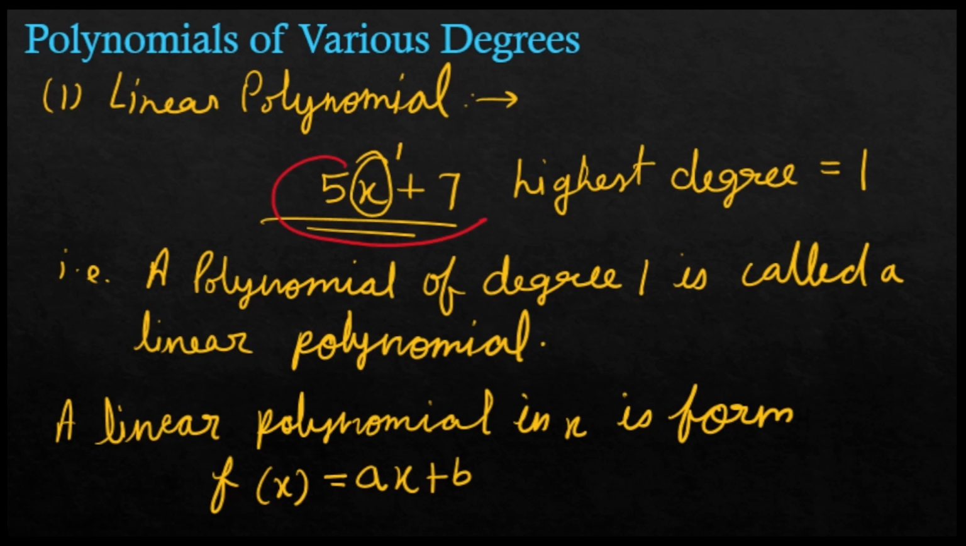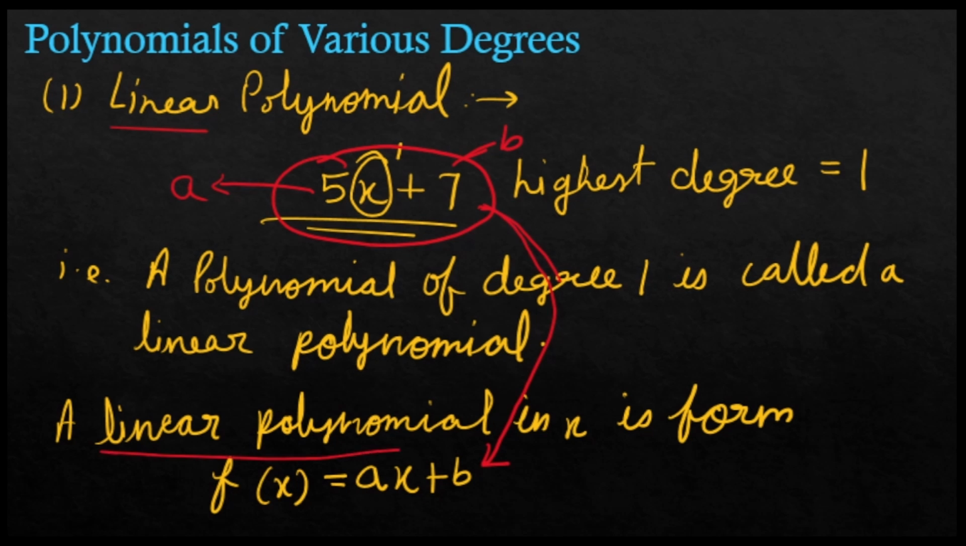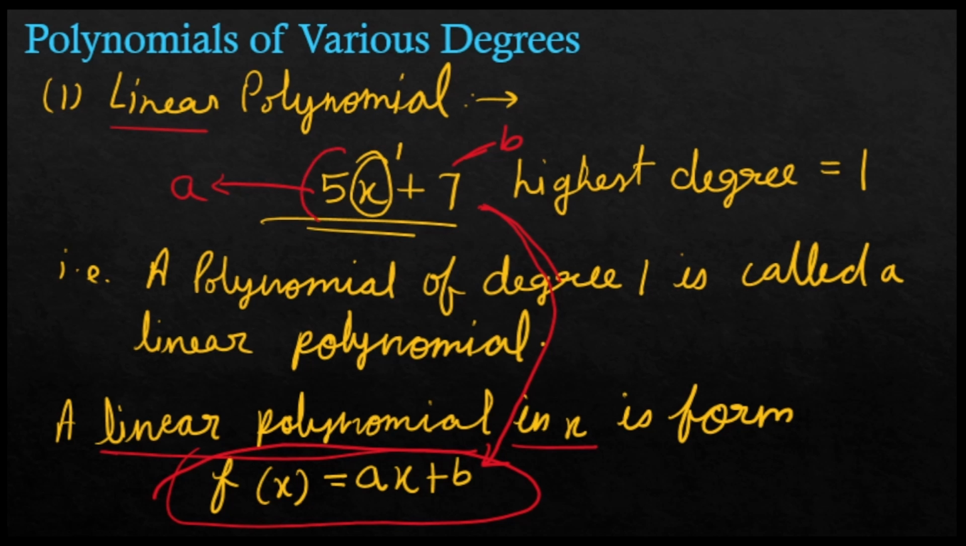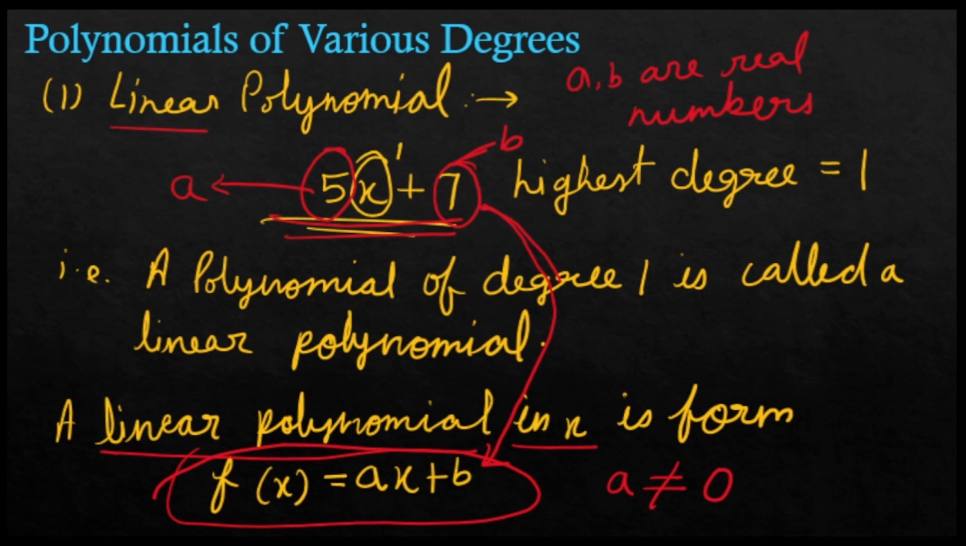In this example of a linear polynomial expression, 5 is a and 7 is b, which shows the standard form of the linear polynomial in x, which is f(x) = ax + b. You can see 5 and 7 in this expression are real numbers. So a and b are real numbers, but a cannot be equal to 0.